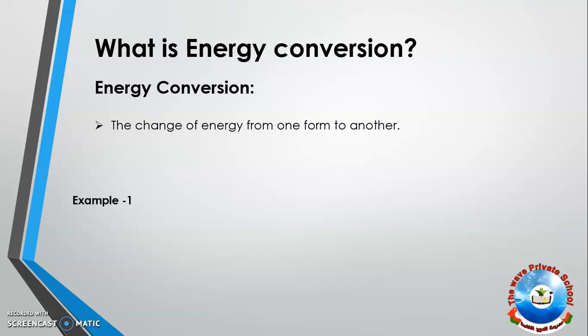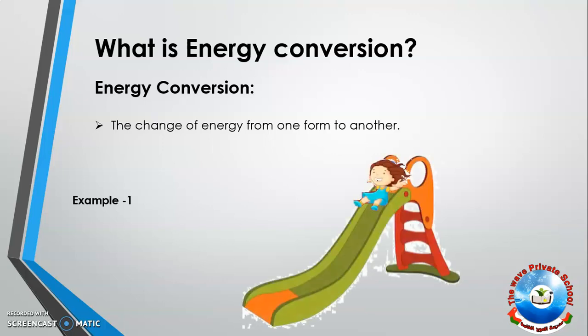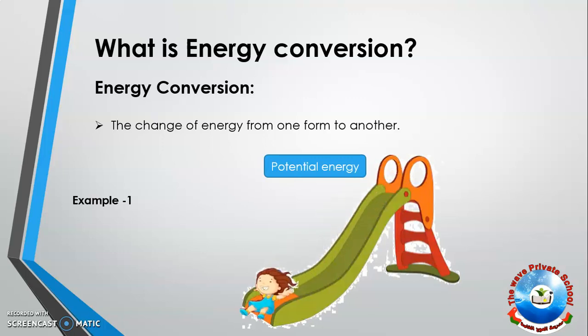Example 1. Here, Rita is sitting at the top of the slide. She has potential energy. After some time, she is sliding down. The potential energy is converted into kinetic energy. So from this example, you understood the change of energy from one form to another.